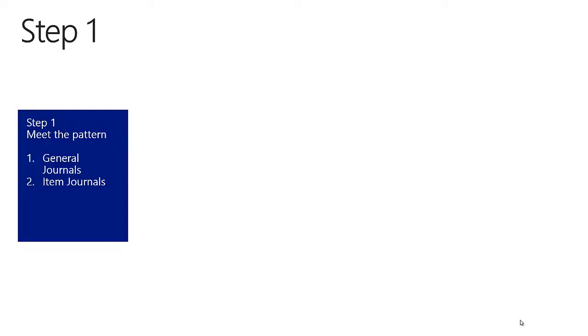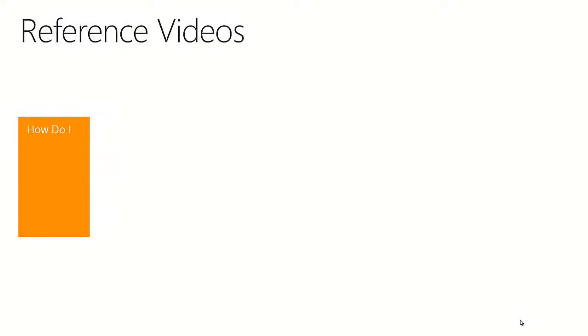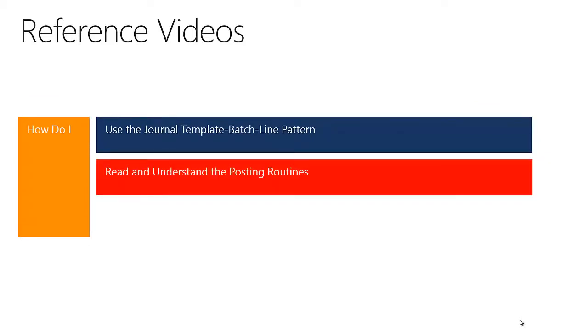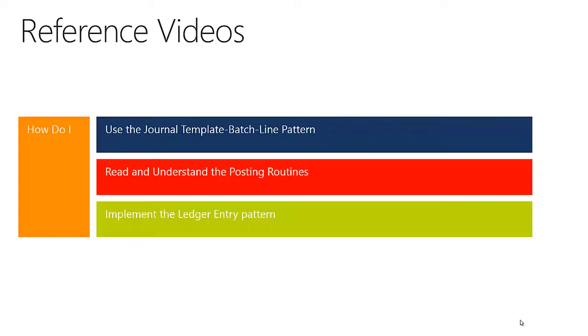The standard journal is a design pattern that is linked closely to the architectural pattern journal template batch line. Therefore, for this video I would like to reference other How Do I videos. How do I use the journal template batch line pattern? How do I read and understand posting routines? And how do I implement the ledger entry pattern?